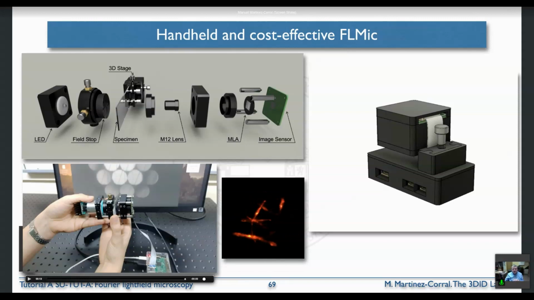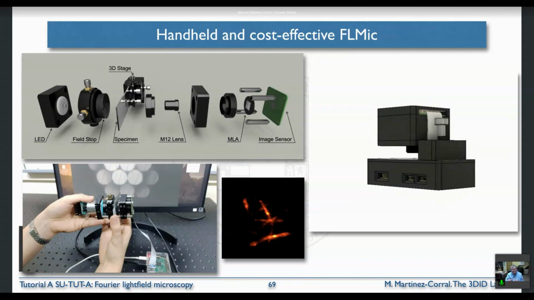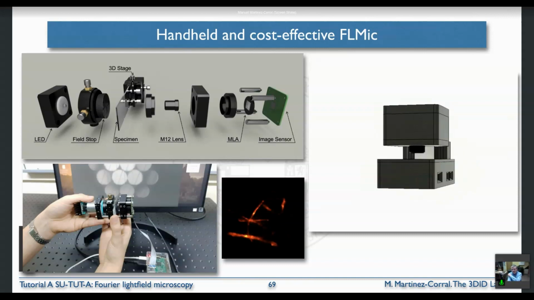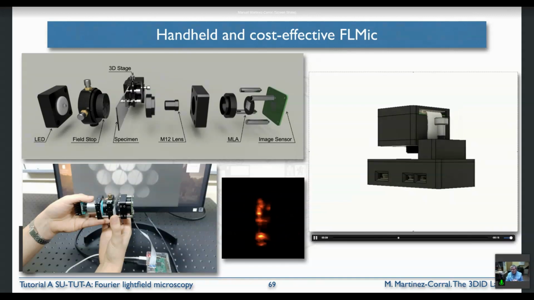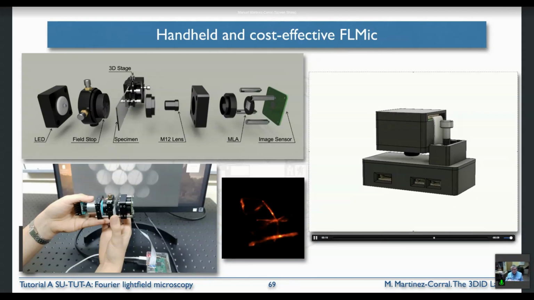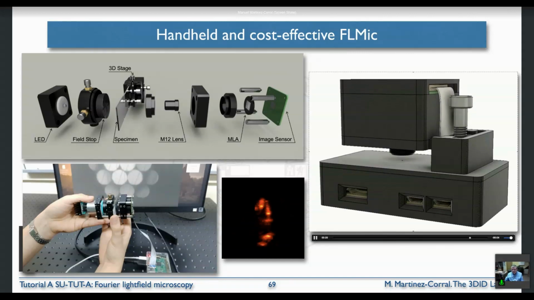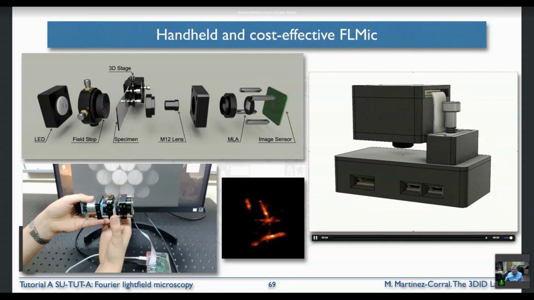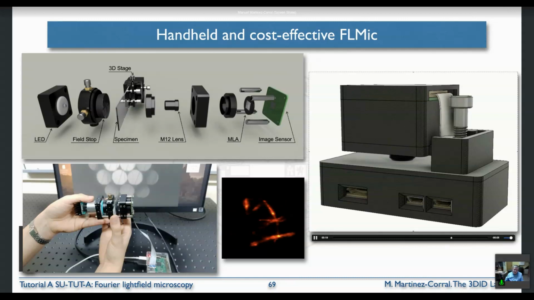The M12 lens is very cheap. You can pay less than €5 for it, and the sensor is cheap. We are now working on a kind of handheld prototype obtained with a 3D printer, with the wires, the focusing elements, connectors, and so on. This is something like 8 centimeters by 4 centimeters by 5 centimeters.